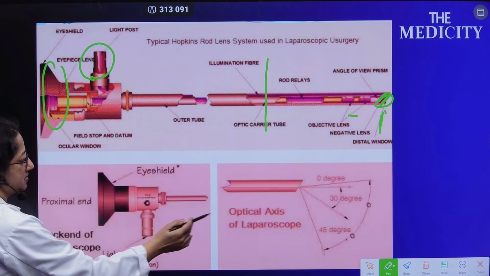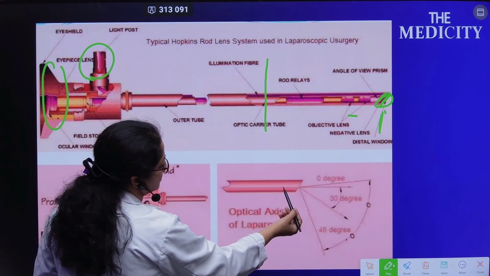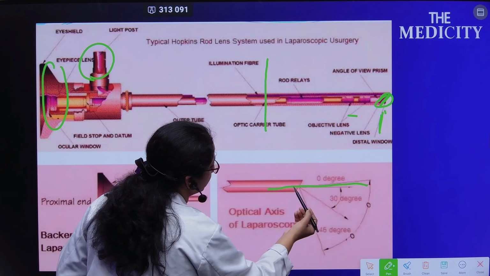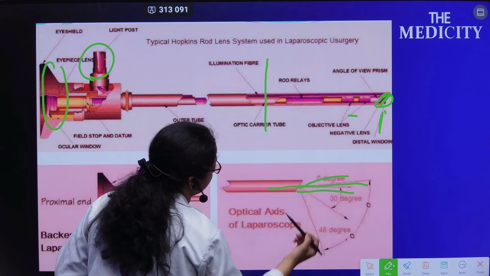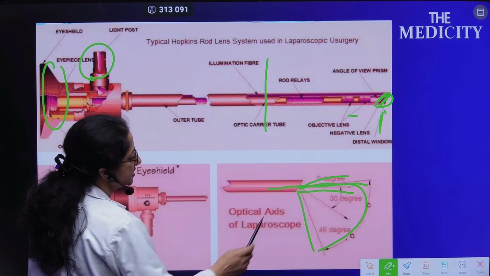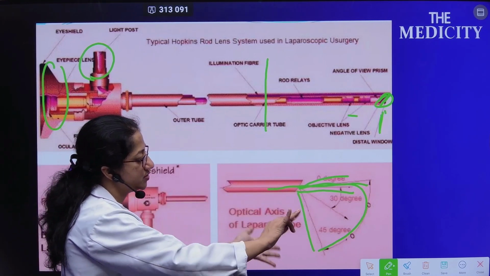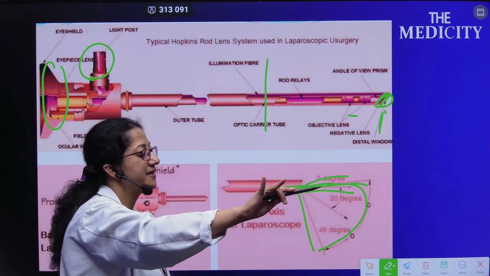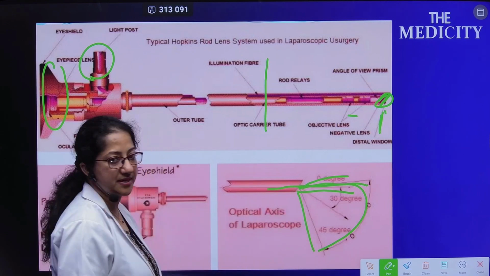So this is just a magnified view. This shows us 0-degree means it will only have a view in this particular area. 30-degree will give a view in this area. That is, if we move the light cable, we are able to see maybe 90-degree from one side and 90-degree from the other side.